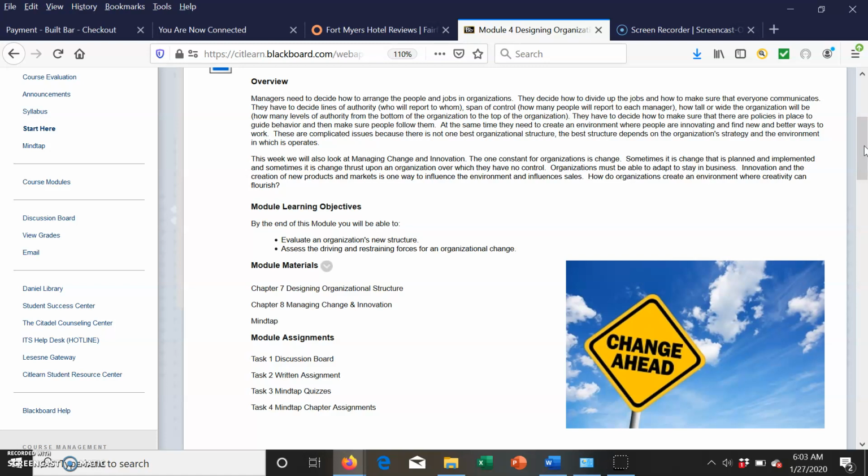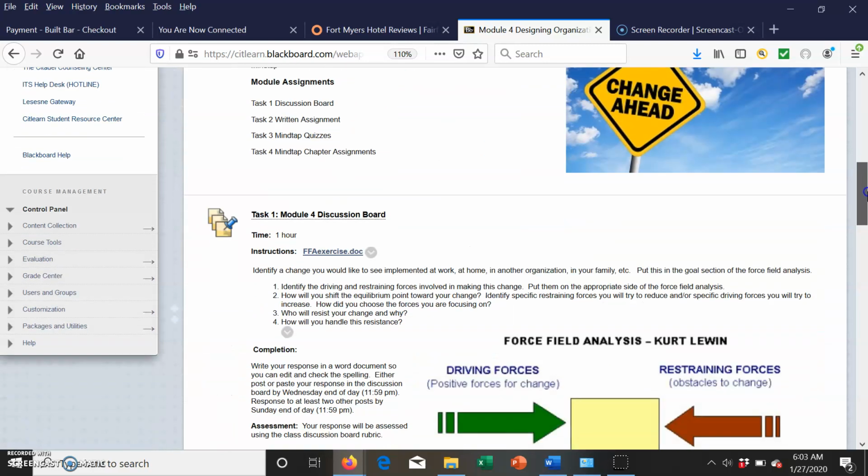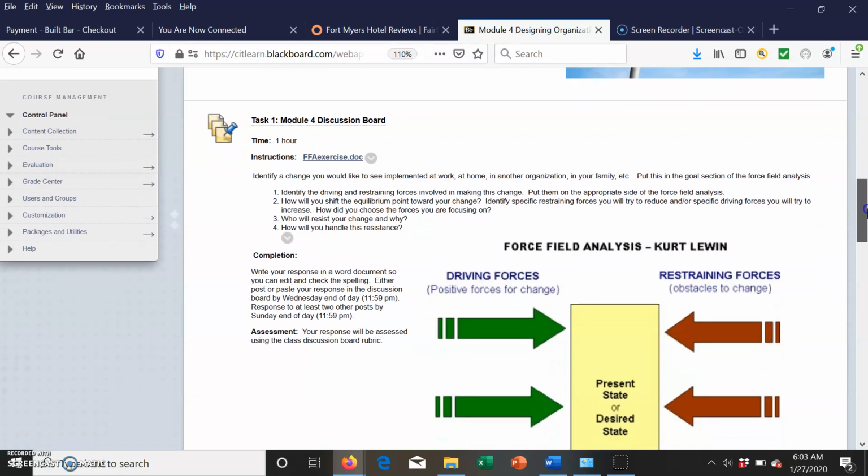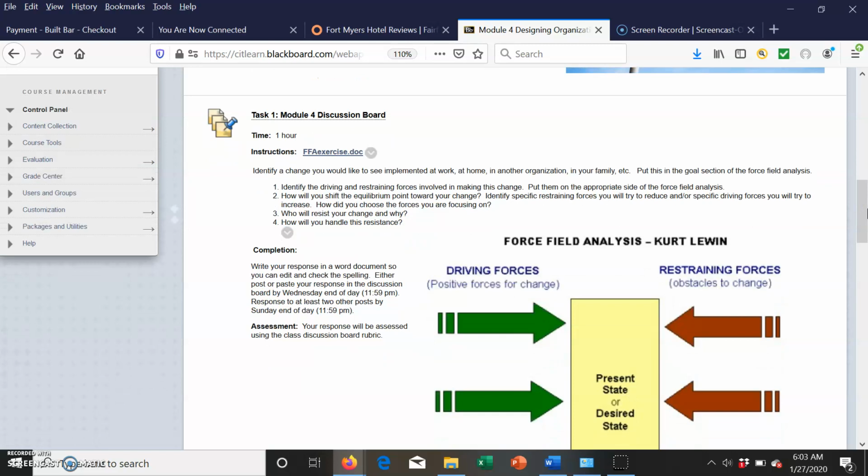So by the end of the module, you will be able to evaluate an organization's new structure in the written assignment and to do a force field analysis to analyze forces moving in favor of a change and those resisting a change that you're trying to create. So we're looking at chapters 7 and 8, MindTap quizzes and assignments. Your discussion board is focusing on change and creating force field analysis.